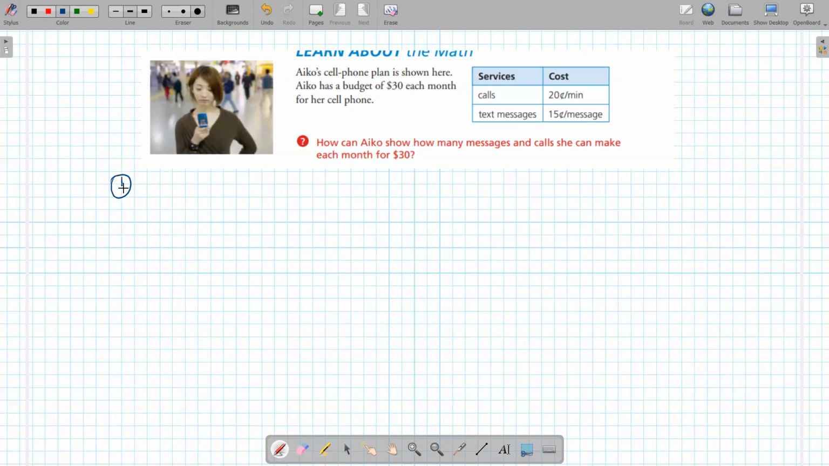Step one, we're going to assume x is something, y is something. It can be anything. For example, let x be calls, but x can also be text messages, it doesn't matter. And then we're going to let y be texts, because there are two variables here. The bill depends on how many calls she makes and how many text messages she makes.